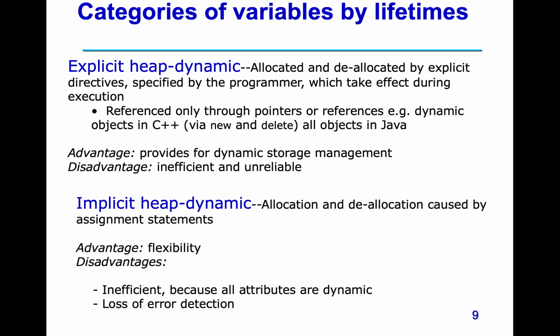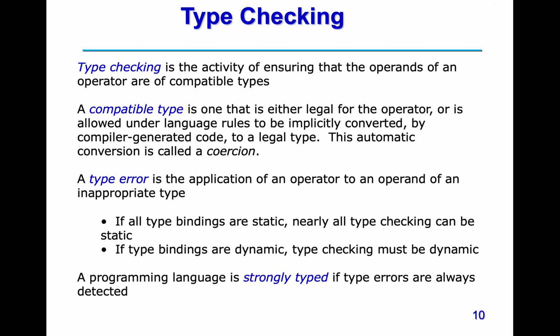Disadvantage, inefficient, because all attributes are dynamic. And there's a little bit of loss of error detection. If you made a mistake in the copy constructor or in the constructor and it fired, and later on, how do you know it really worked? You don't know. There's no error that's going to come back or anything. It's a constructor. Something might indicate that it failed or didn't allocate the memory correctly, but then you're just relying on the compiler to do it.